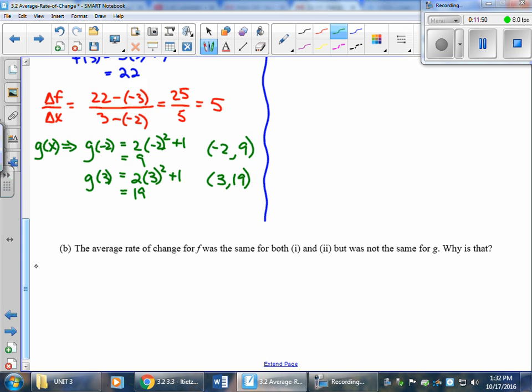So now we can come down here and do the same thing and do our change of g. Let's erase that so we don't confuse anybody. Change in g, which is basically a change in our y, over change in x, which is equal to 19 minus 9, this minus this, this minus this, divided by 3 minus -2, which reduces to 2.